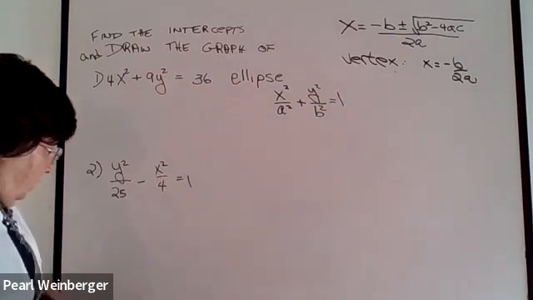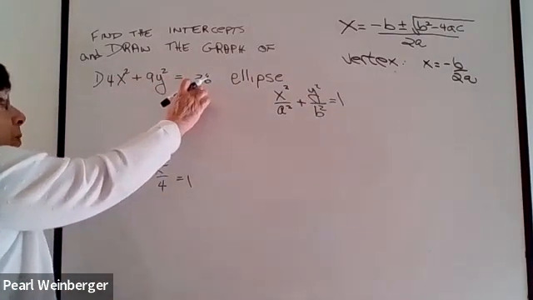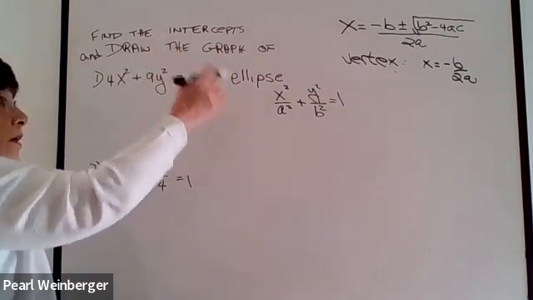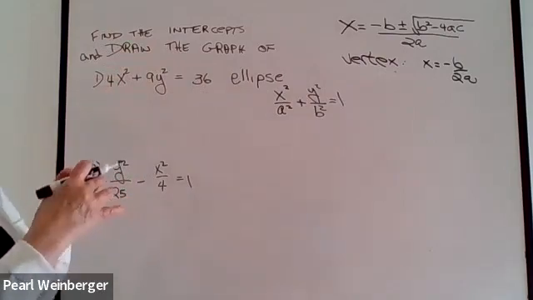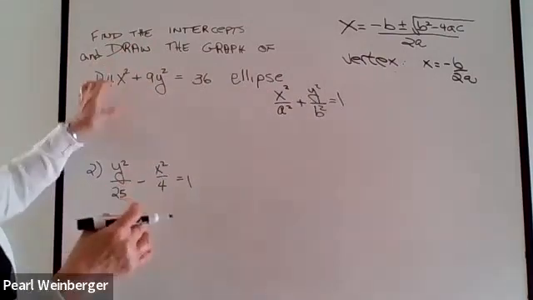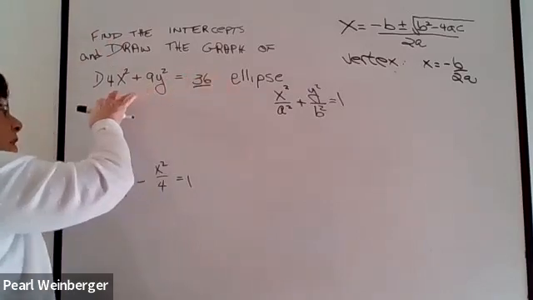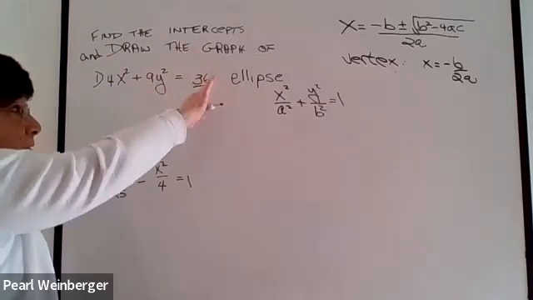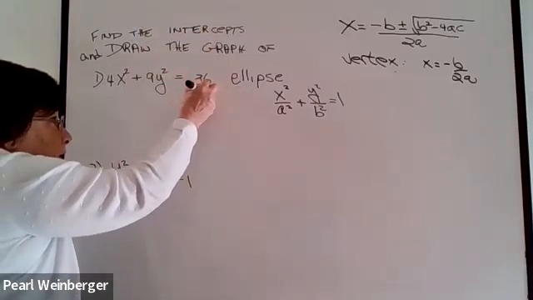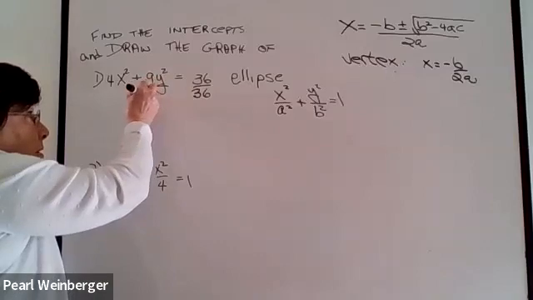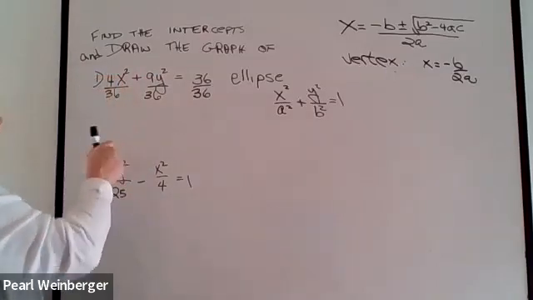So when it doesn't equal 1, the first thing you have to do is divide by the number that's on the other side of the equation. By the way, if the x squareds and the y squareds are on different sides of the equation, you have to bring them to the same side of the equation. So that you always have the x squared and the y squared on one side and the number on the other side. So we're going to divide everything by 36 so that we can put this in standard form.